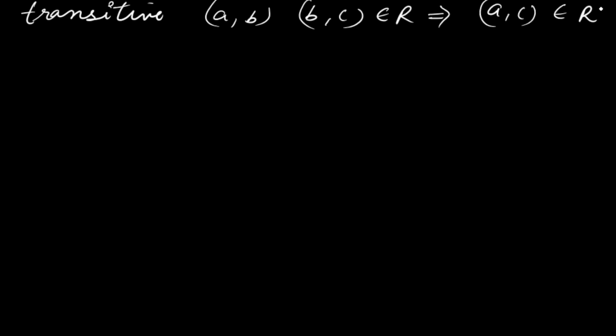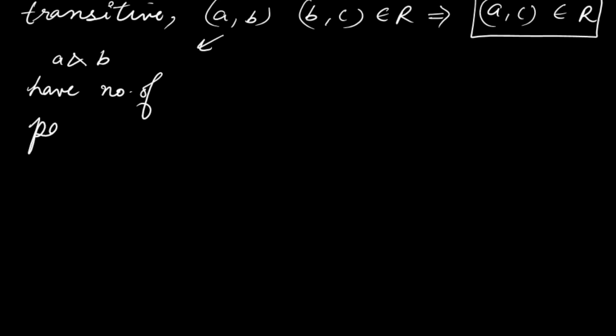So similarly, see transitive, first of all we know if AB and BC belong to R, it implies AC should belong to R. So this thing we have to again check: what information are we getting from these two ordered pairs. From this one I am getting that A and B have the same number of pages. From this one I am getting information that B and C have the same number of pages.